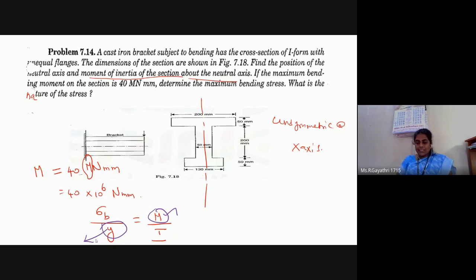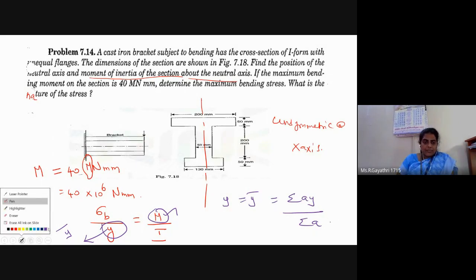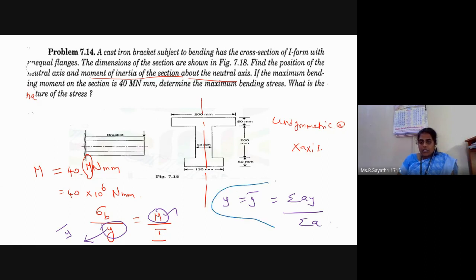Y value here means y bar. Y bar is equal to sigma ay by sigma a. Please note all the equations. Y bar is equal to sigma ay by sigma a.